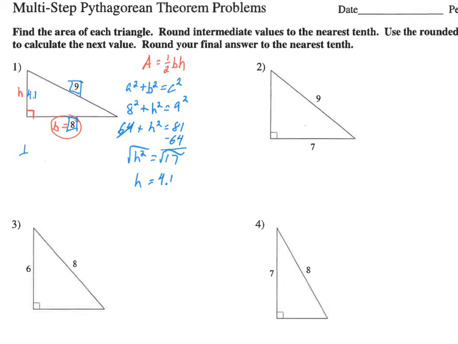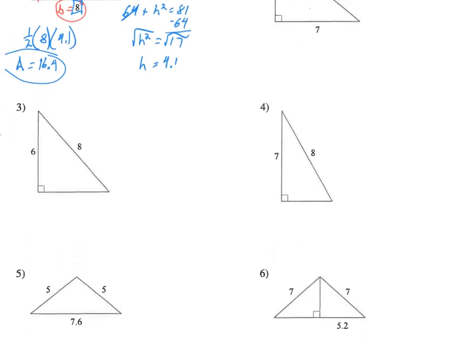Then we just simply plug into 1/2 of the base, which was 8, times the 4.1 that we found for the height. So multiply those together, and it'll give you 16.4. So that is our area. Okay, so there we go. Use your Pythagorean theorem to find the missing pieces, and then you can find the area.